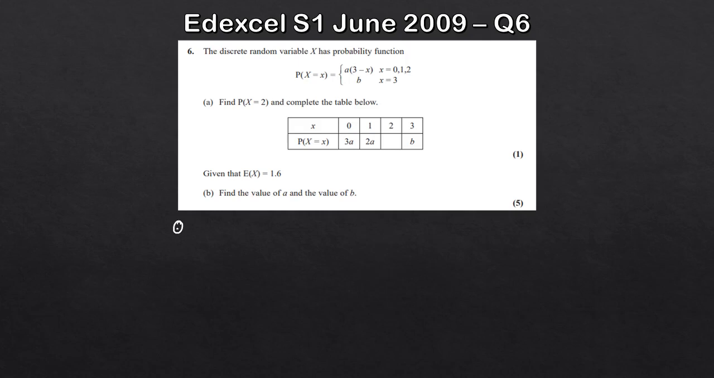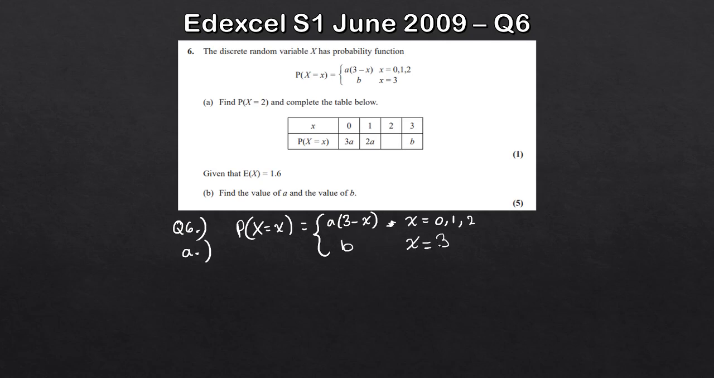So this is question 6 here, taken from the old S1 papers. And here we've got our probability function. The probability that X is equal to little x is given as 2 parts. We have a(3 minus x) for x being 0, 1 and 2, and it's b if x equals 3. So we've got the table given as below.